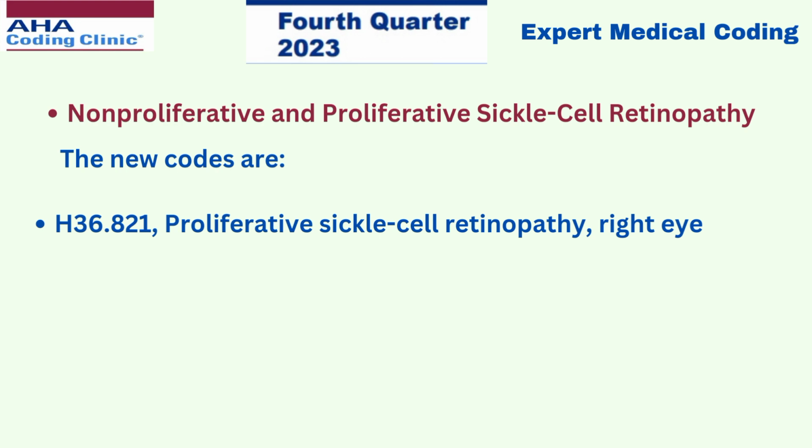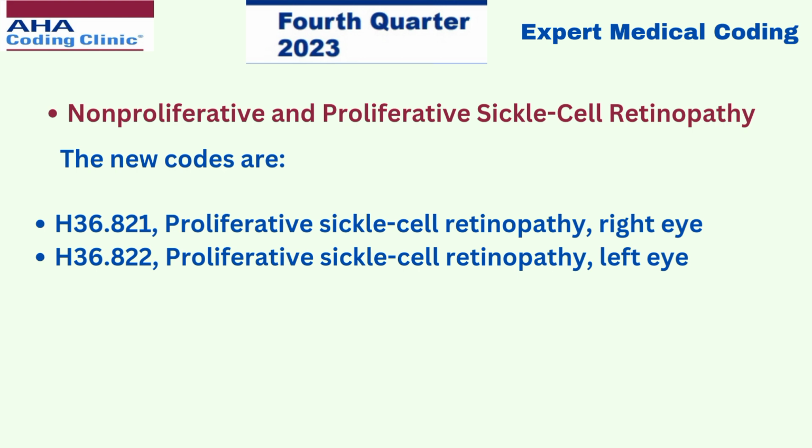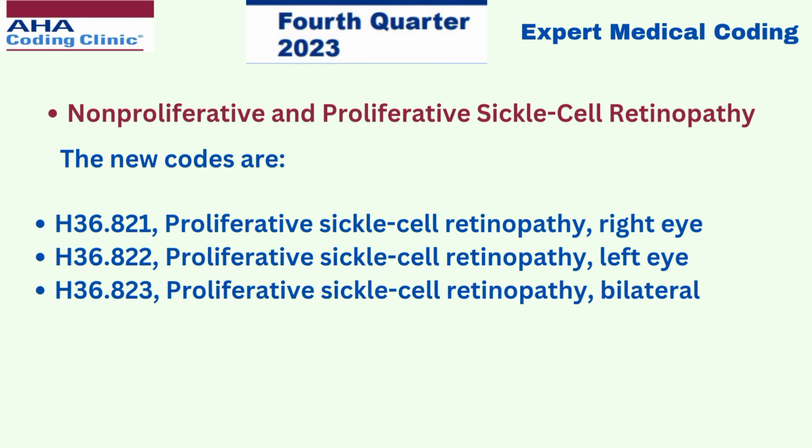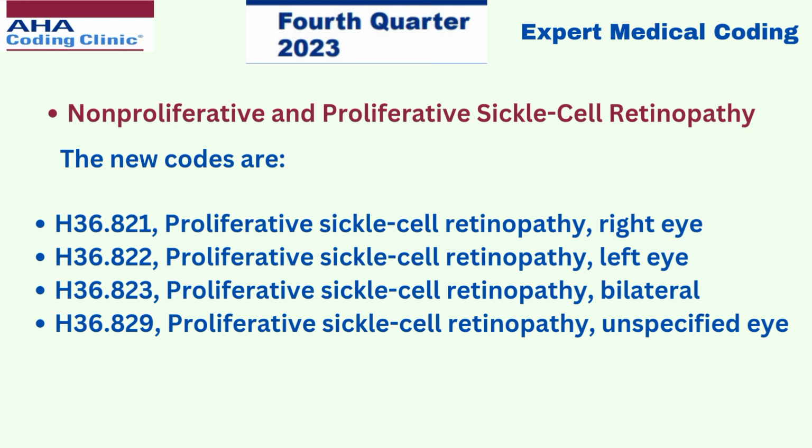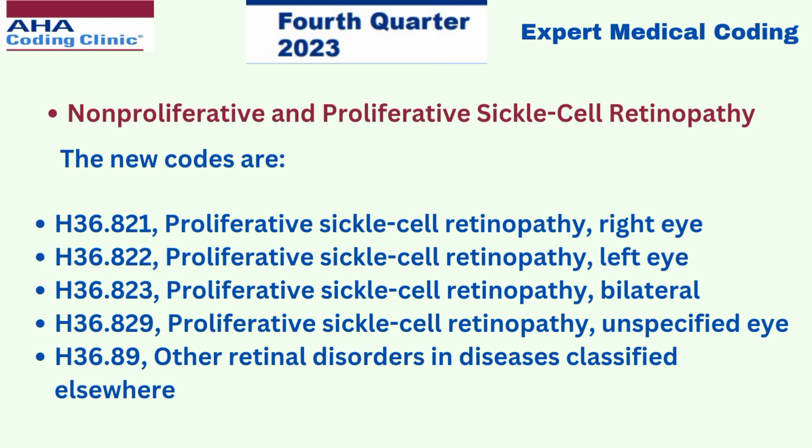H36.821 proliferative sickle cell retinopathy right eye, H36.822 proliferative sickle cell retinopathy left eye, H36.823 proliferative sickle cell retinopathy bilateral, H36.829 proliferative sickle cell retinopathy unspecified eye, and H36.89 other retinal disorders in diseases classified elsewhere.